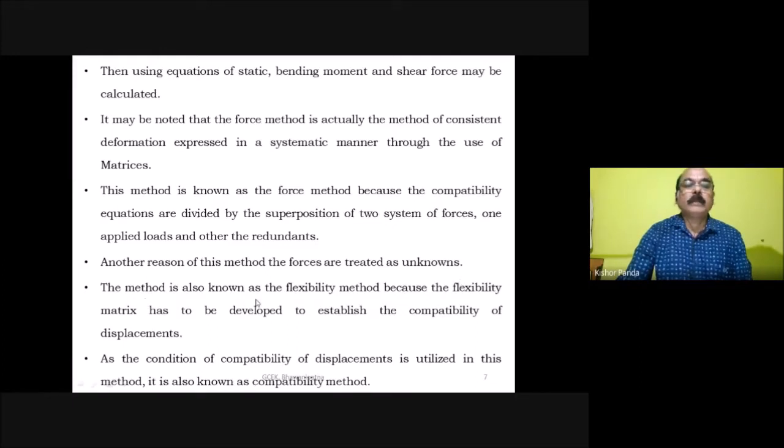The method is also known as the flexibility method because the flexibility matrix has to be developed to establish the compatibility of displacement. Here you are using the flexibility matrix to establish the compatibility of the displacements. As the condition of compatibility of displacement is utilized in this method, it is also known as the compatibility method. You can call it the compatibility method, flexibility method, or force method. These are the different names of this method.